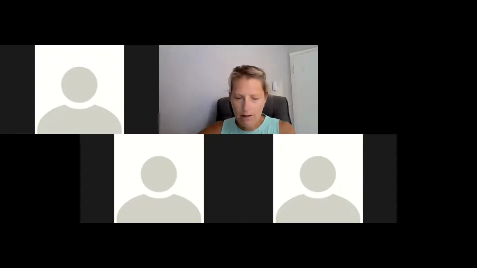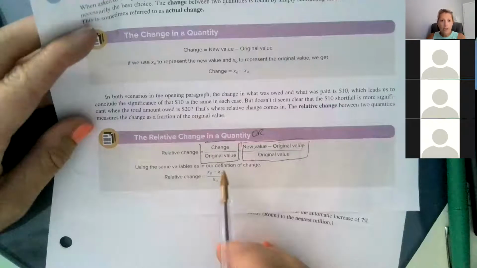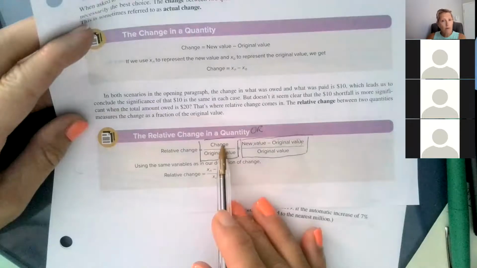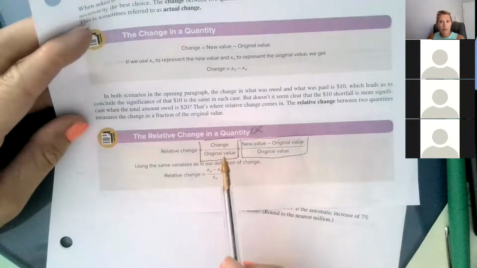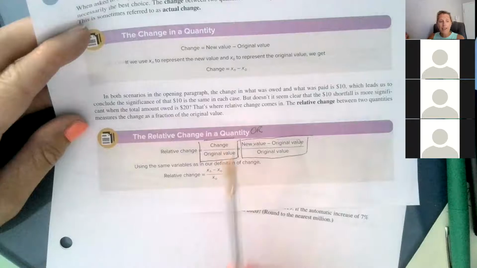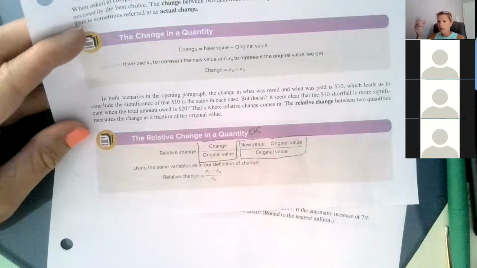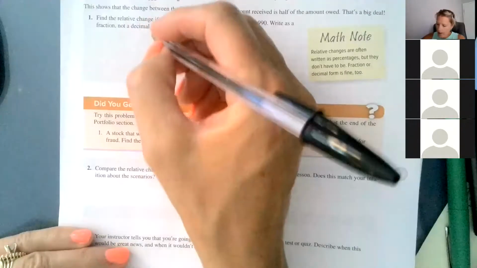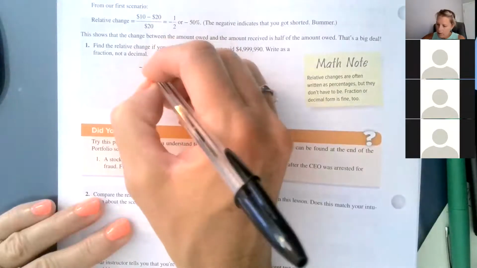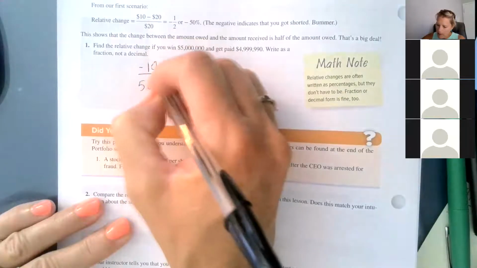I found the actual change and then I put it into the other equation for relative change. Okay, let's go back real quick to make sure. The change wasn't the 4,999,990, right? The change was actually negative $10. So I think your ratio, your decimal, is just going to be opposite. Yep, it was. Okay, so Kelsey, did you have a negative 10 over the 5 million?